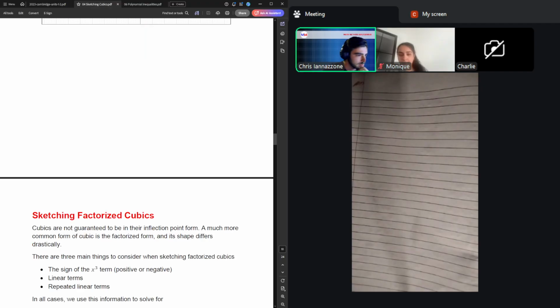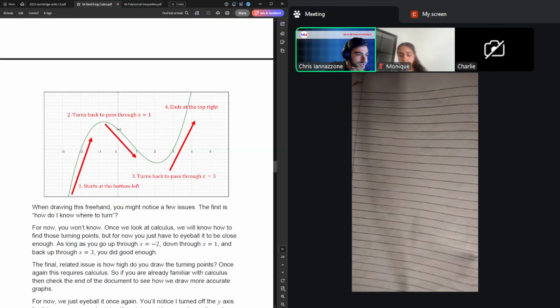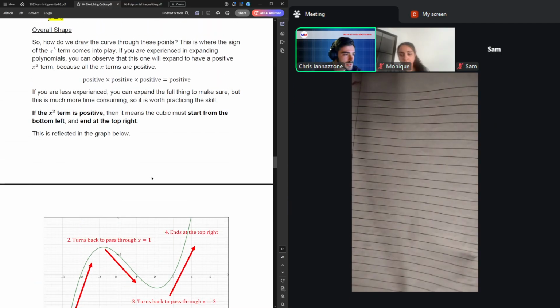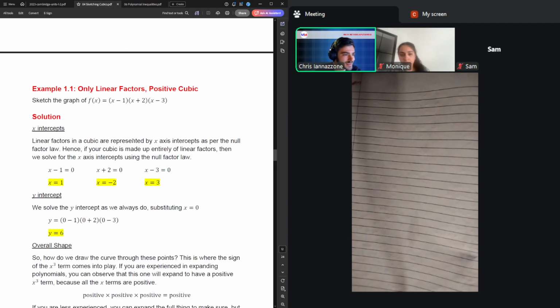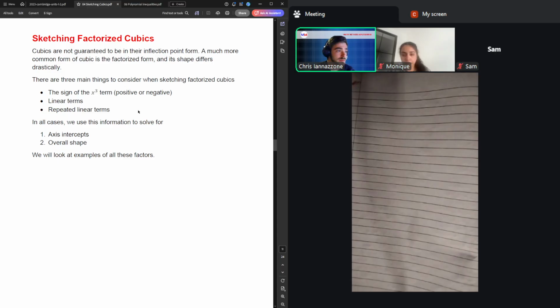Cool. Okay. That is not the only form of cubic that can be sketched. There are different cubics that will actually have slightly different shapes. Well, I say slightly, this is decently different, to be perfectly honest. It's a bit unlike the quadratic, where it doesn't really matter whether it's factorized or in its turning point form. The quadratic always looks like the quadratic, more or less. The cubic, however, can have significantly different behavior depending on if it's in its factorized form or in its inflection point form. So we're going to now explore the differences between those.